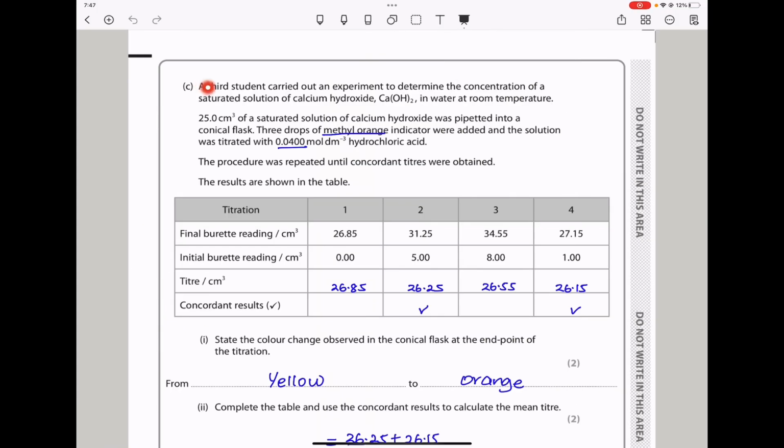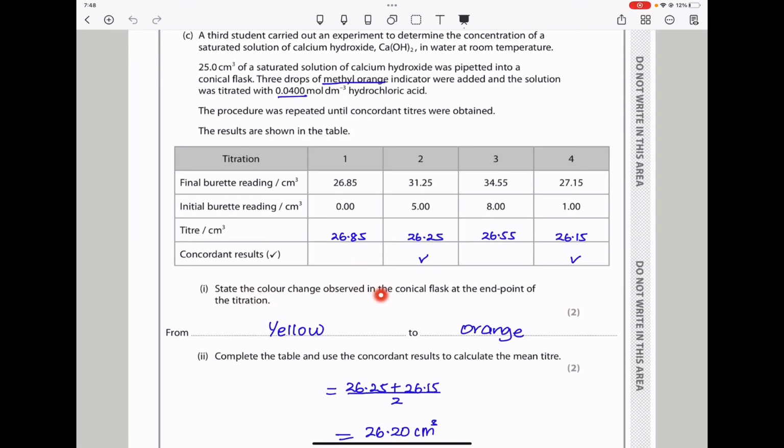Then in part C, a third student carried out an experiment to determine the concentration of a saturated solution of calcium hydroxide in water at room temperature. 25 centimeters cubed of saturated solution of calcium hydroxide was pipetted into a conical flask, and 3 drops of methyl orange indicator were added. The procedure was repeated until concordant results were obtained, and the results are shown in this table. State the color change observed in the conical flask at the end point of the titration. Because we used methyl orange and the burette contained hydrochloric acid, the color changes from yellow to orange.